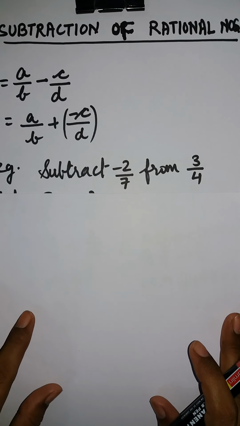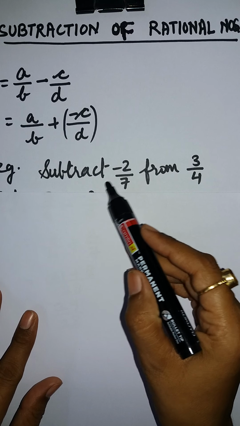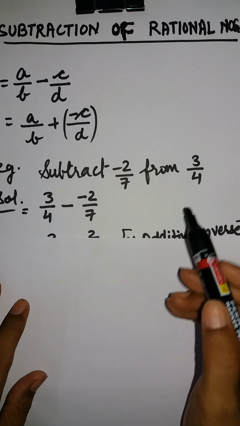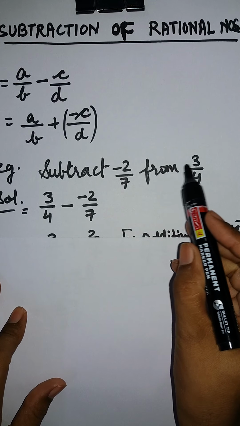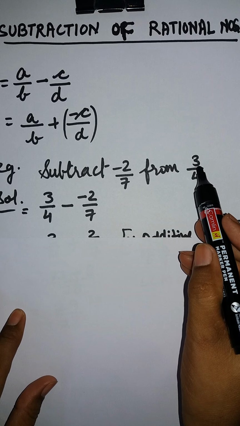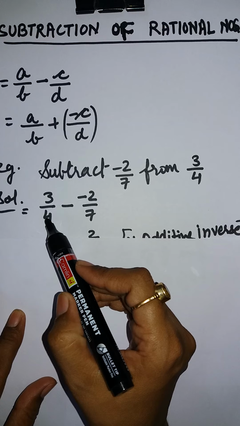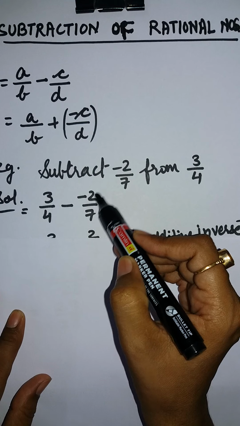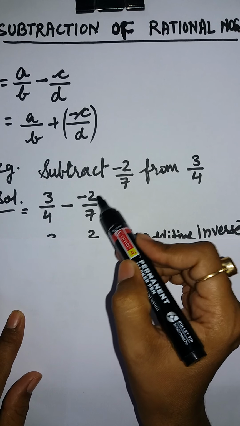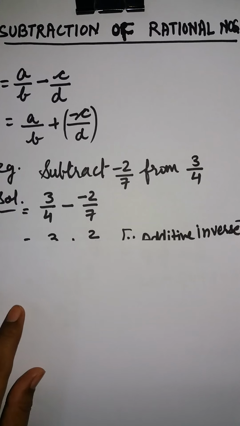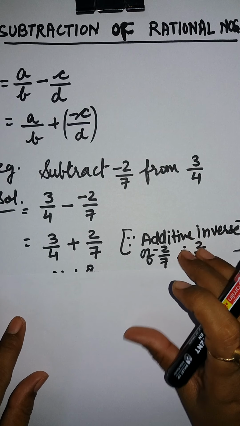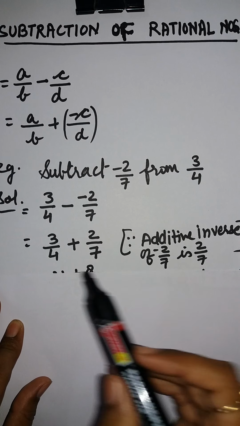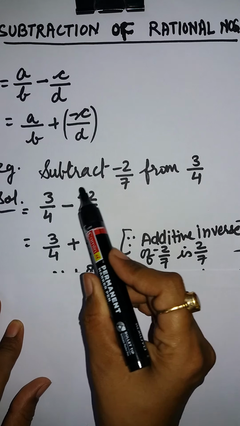So with the help of an example, we understand the subtraction here. Subtract minus 2 by 7 from 3 by 4. We know always that whatever is written after "from" is the minuend. So we write this in the first place, 3 by 4. Minus is the operation of subtraction, so we write this minus sign here, and then what we have to subtract is minus 2 by 7, so we write it here. Then we have to add the additive inverse of minus 2 by 7, which is 2 by 7. So we are adding the additive inverse of minus 2 by 7 here.